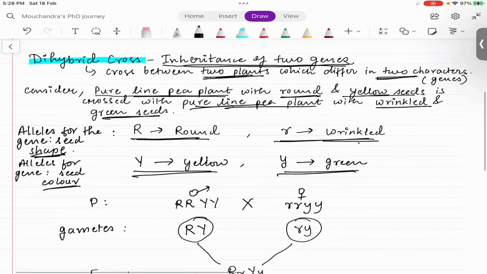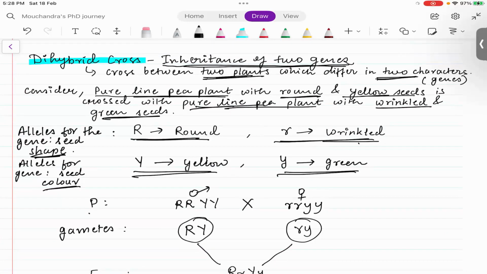So this is the parental generation, right? Suppose we choose a male plant, which is a pure line, and a female plant, which is also pure line. This one is pure line for the round shape and the yellow color, and another pea plant is homozygous for the wrinkled shape of the seed and green color. So he crossed them. Each of these plants will create gametes: the male one will create pollen grains, the female plant will create eggs.